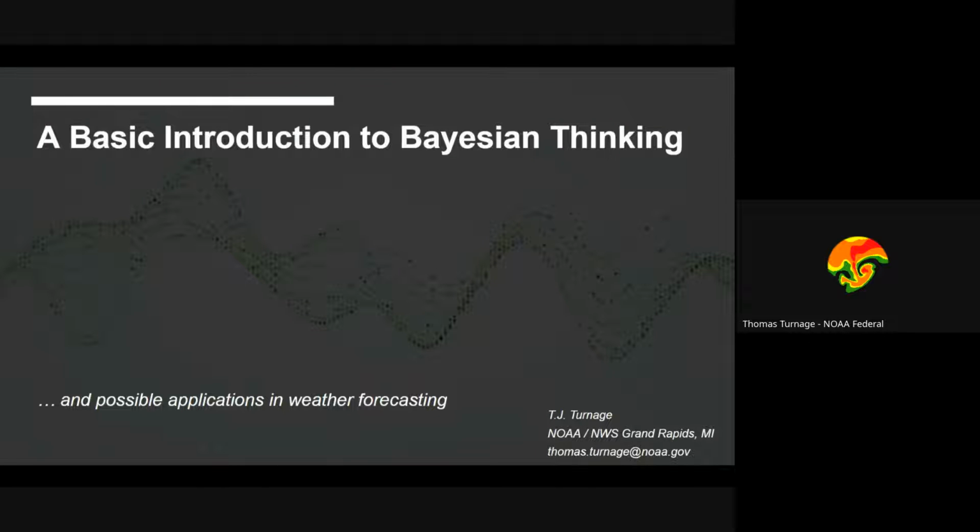This is something I had presented in the past, and I've revised, in classic Bayesian thinking, my thoughts and expectations on this, and I'll explain that as we go forward. My name is TJ Turnage. I'm a meteorologist here at the Weather Service in Grand Rapids, and the idea here is to try to describe the concept of Bayesian thinking and how its use of probabilistic thinking is maybe going to apply to weather forecasting as well as all other aspects of life where uncertainty is involved.